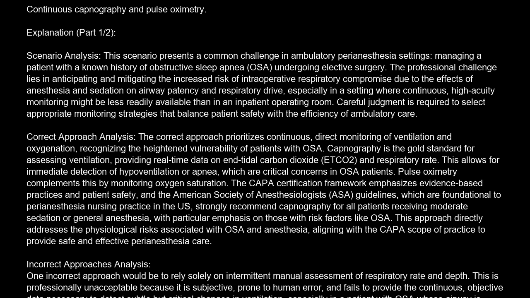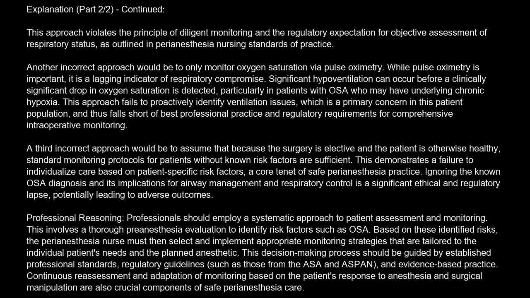Incorrect approaches analysis. One incorrect approach would be to rely solely on intermittent manual assessment of respiratory rate and depth. This is professionally unacceptable because it is subjective, prone to human error, and fails to provide the continuous, objective data necessary to detect subtle but critical changes in ventilation, especially in a patient with OSA whose airway is prone to collapse. This approach violates the principle of diligent monitoring and the regulatory expectation for objective assessment of respiratory status, as outlined in perianesthesia nursing standards of practice.